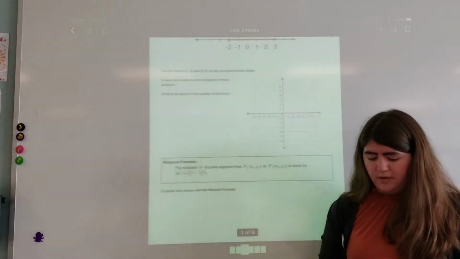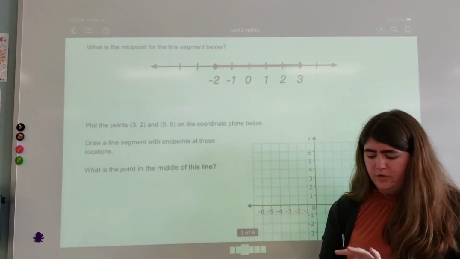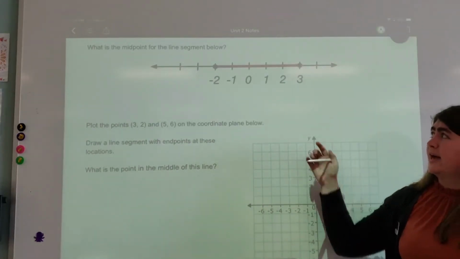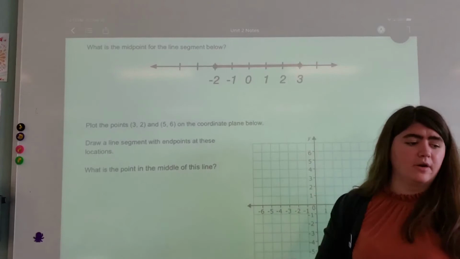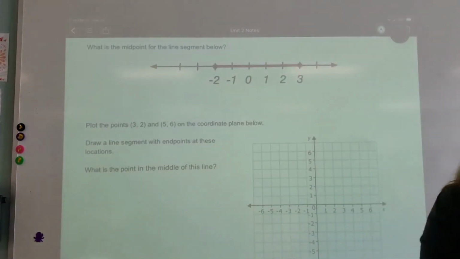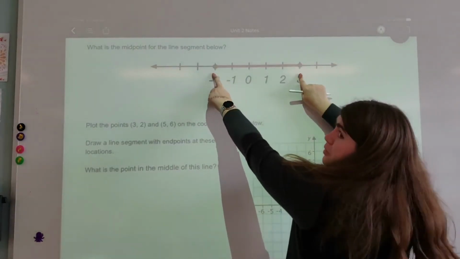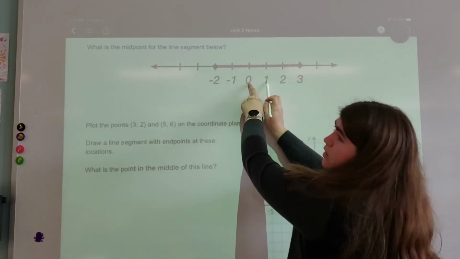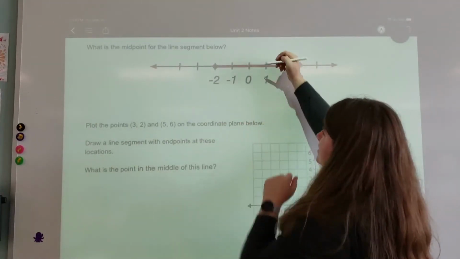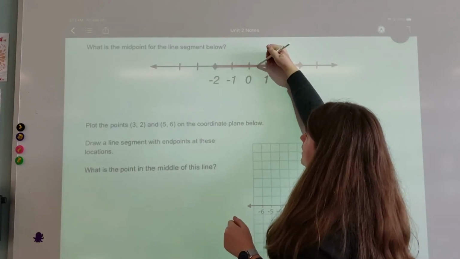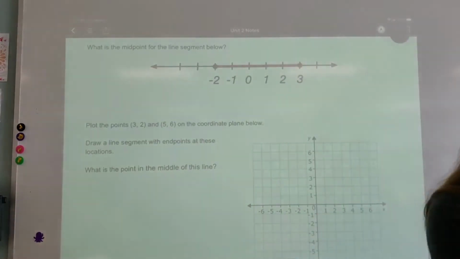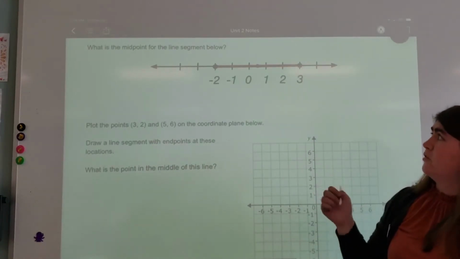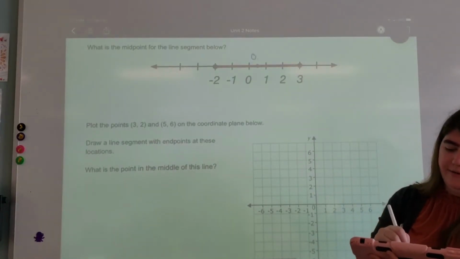So I'm going to switch to the next page, and then just for some review, we have this segment here. It says, what is the midpoint for the line segment shown here? So I'm going to go ahead and start by going from each point. I'm going to work in together until I get to the middle. I'm somewhere between 0 and 1, but it's the midpoint, so I'm exactly between 0 and 1. So I'm looking at this point right there, which I will draw on real quick. And this point, exactly halfway between 0 and 1, is 0.5.